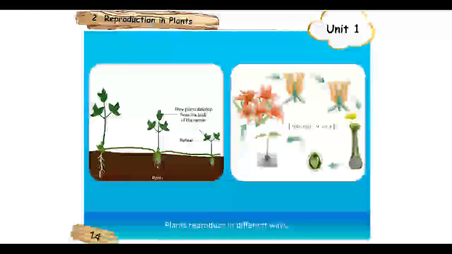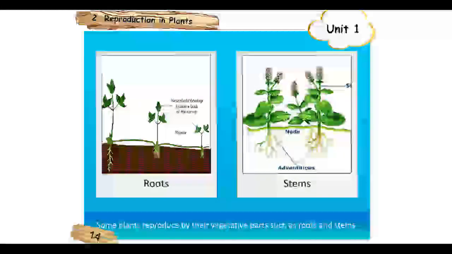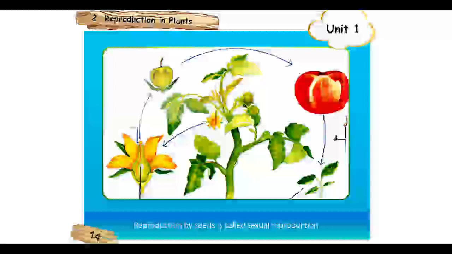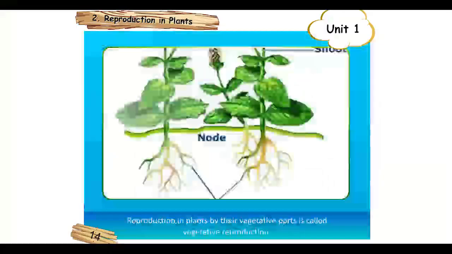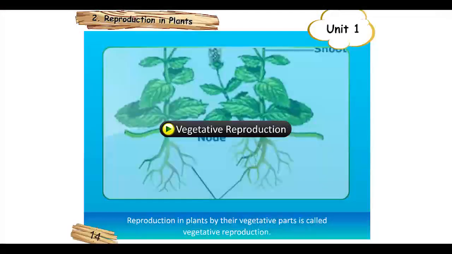Plants reproduce in different ways. Most plants reproduce by seeds. Some plants reproduce by their vegetative parts such as roots and stems. Reproduction by seeds is called sexual reproduction. Reproduction in plants by their vegetative parts is called vegetative reproduction.